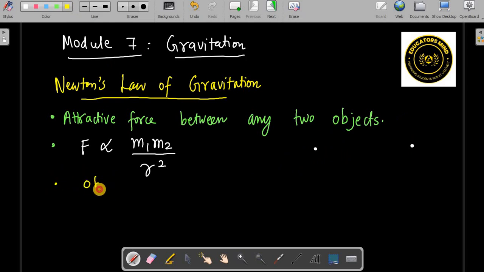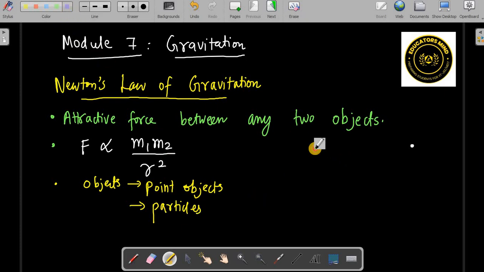The objects are point objects, or you can say they are called particles. Particles have no dimension, so it's like a point mass. What does point mass mean? Point mass is an ideal concept, but we can understand point mass in reality by considering the distance between the objects to be very large.